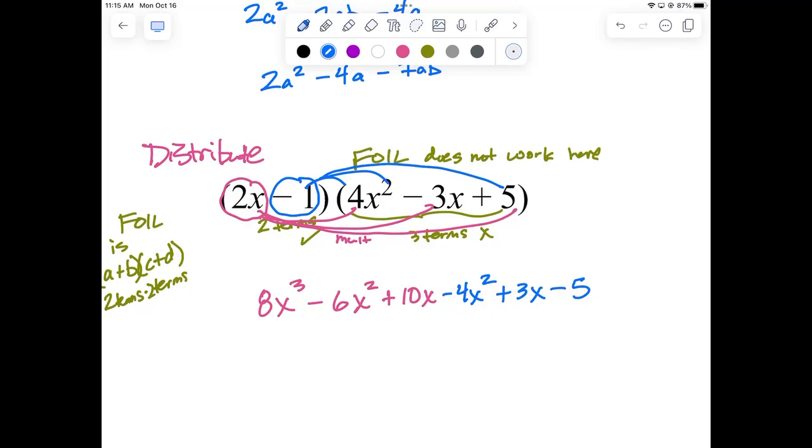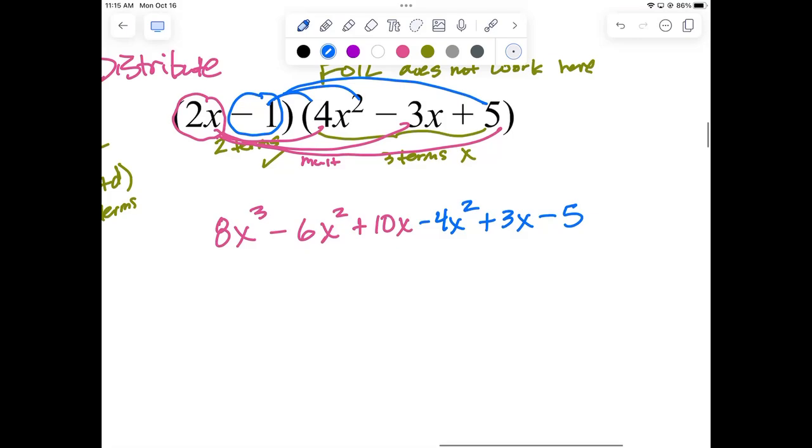And that's it. This method works for anything times anything. You can have 5 terms times 10 terms if you want. And you just distribute the first 5 to all 10, the second 5 to all 10, the third one to all 10, the fourth to all 10, and finally the fifth one to all 10. Okay, you'll have 50 terms. Yucky, gross. Okay, here we have 2 times 3, we have 6 terms.